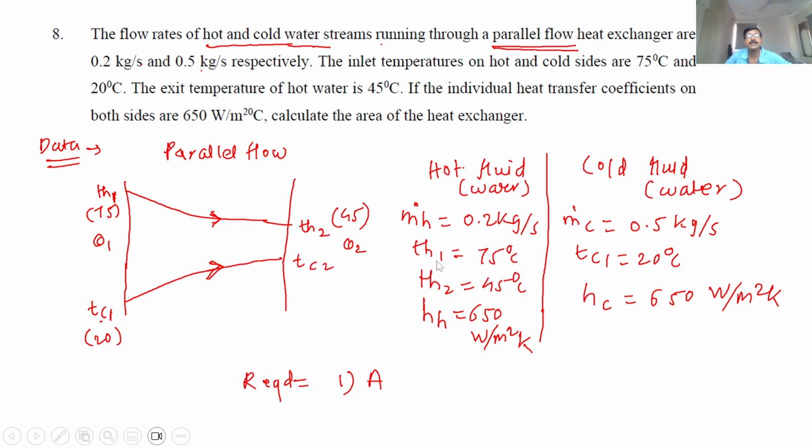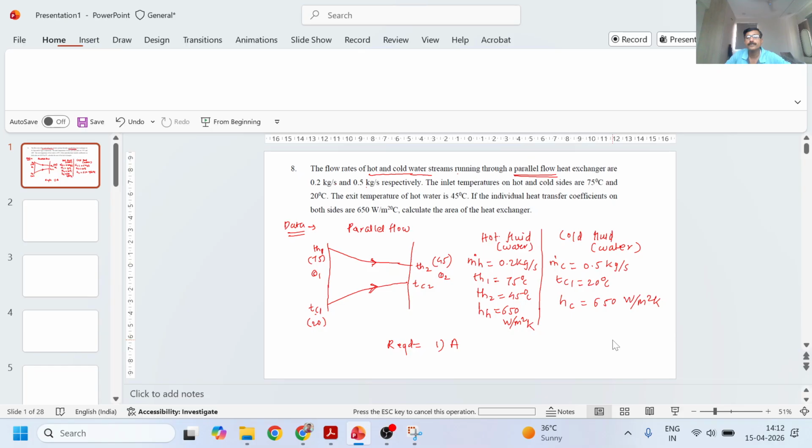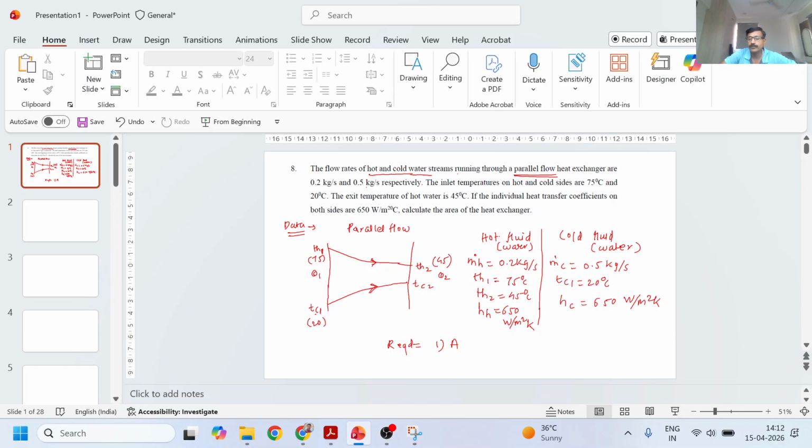Still there are some connectivity issues. Just 1 minute. I'm reconnecting it.